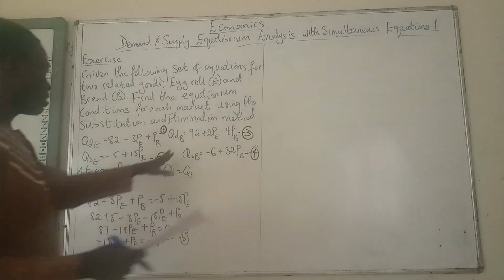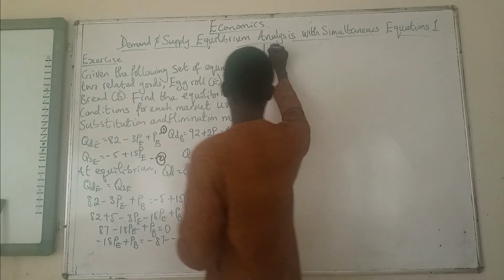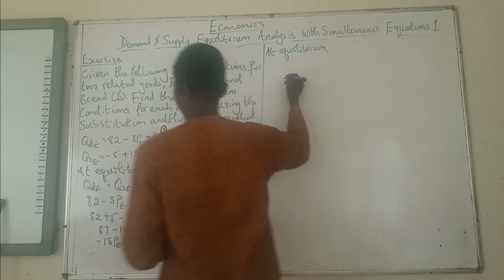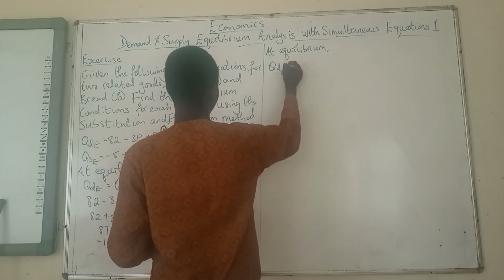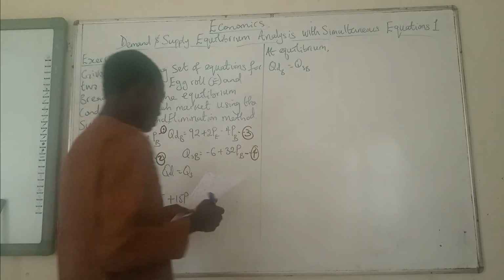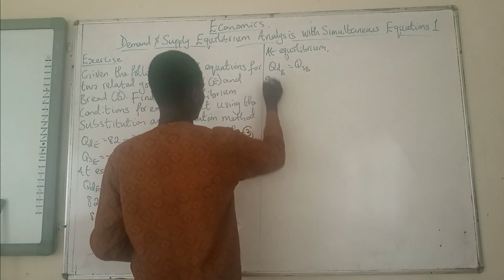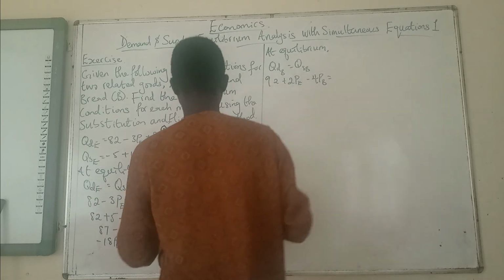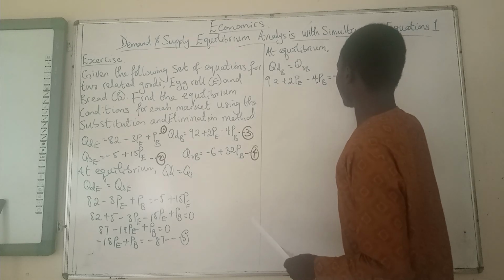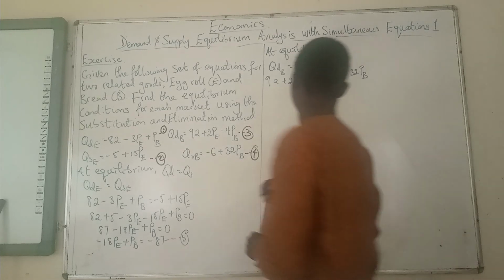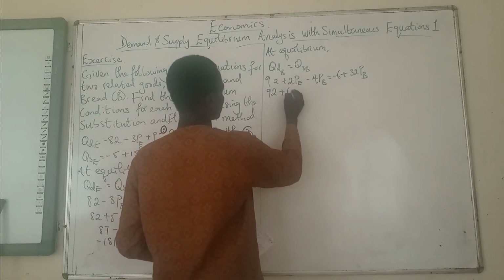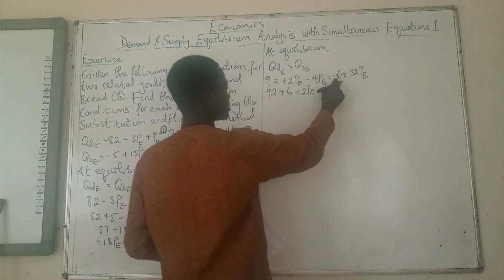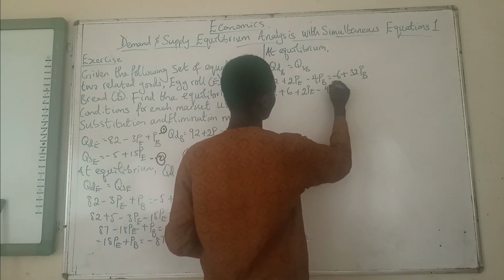Now, what is the next thing we have to do? We do the same thing for the bread market. At equilibrium, please remember to state that at equilibrium, QDB equals QSB. It's only at equilibrium that we have that. So we have 92 plus 2 PE minus 4 PB equals the supply function, which is minus 6 plus 32 PB. We collect like terms as well. So we have 92 plus 6 plus 2 PE minus 4 PB.